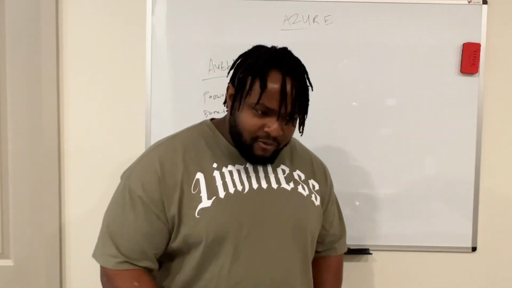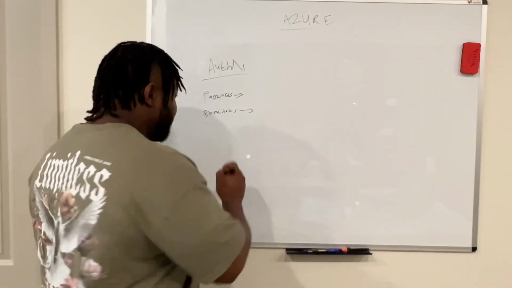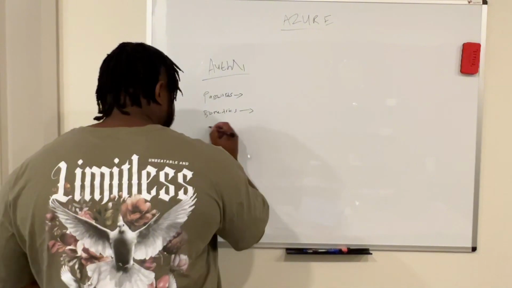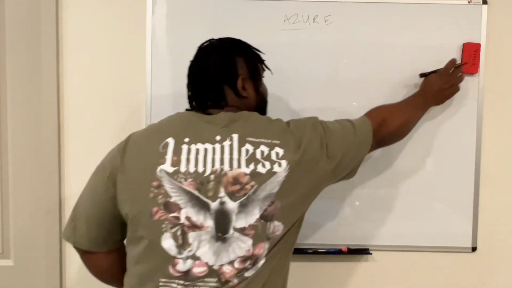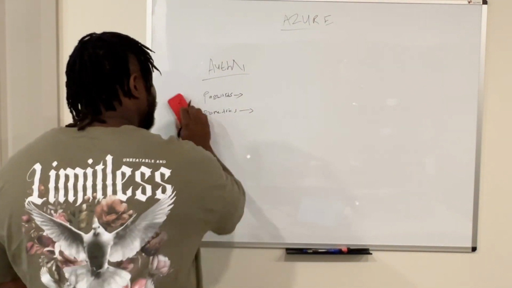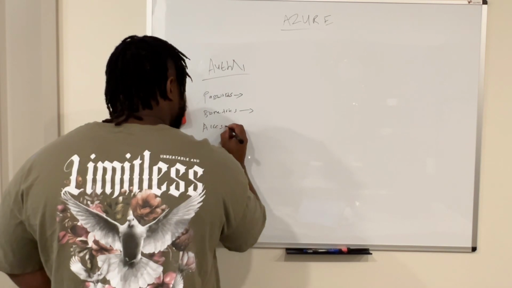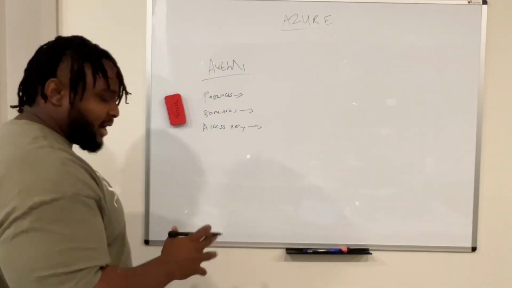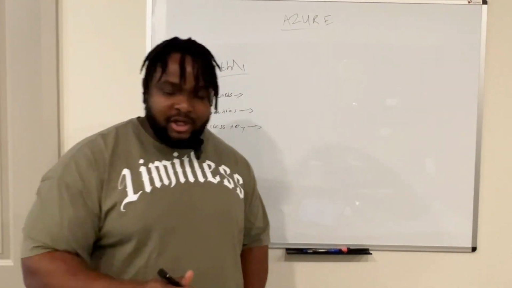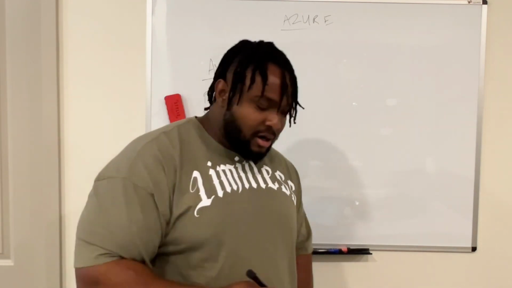Another form of authentication that we've come to leverage in the security world over the years is something you have. Something you have could be a key, a token, a shared access signature, right? Maybe an access key. So these are the three major ways that authentication is carried out in our current day.